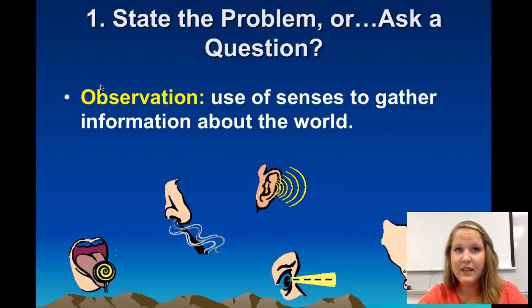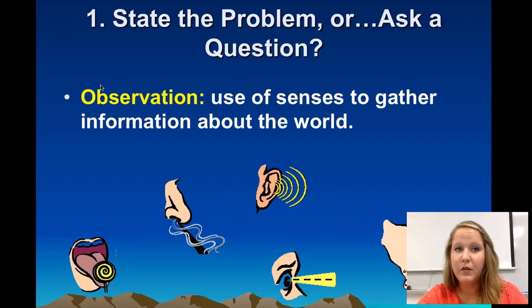The first step is to state the problem or ask a question. So in order to state the problem or ask a question, you have to have an observation. We use our senses to make observations to gather information about the world. You can taste something, smell something, hear it, see it, feel it. Any of our 5 senses are used to make an observation.